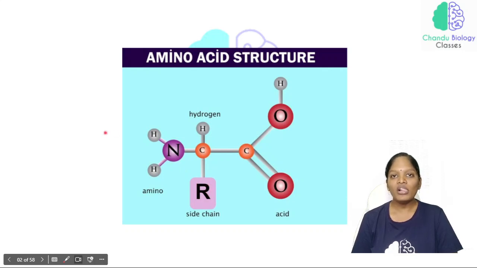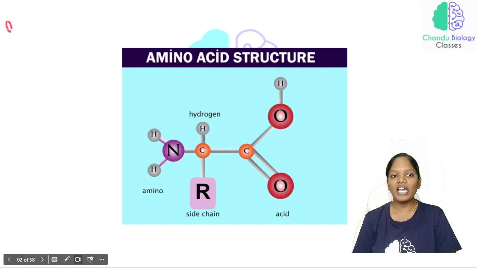And we can name that into different amino acids. There are approximately 300 amino acids, but the most commonly existing ones are 20 amino acids, and we have different types of them. We are going to discuss that, but you should know that the basic structure of an amino acid is the central carbon atom with an amino group, a carboxylic group, a hydrogen atom, and the side chain, the R chain.